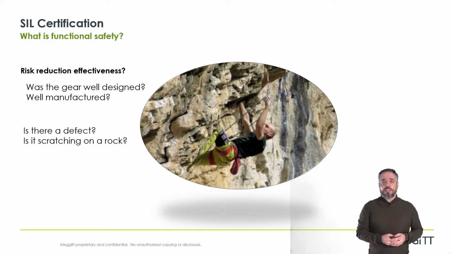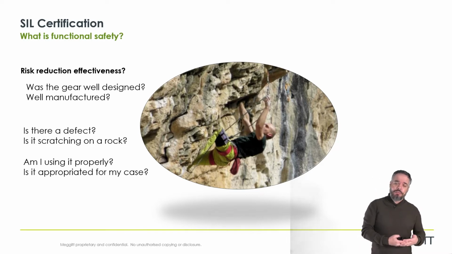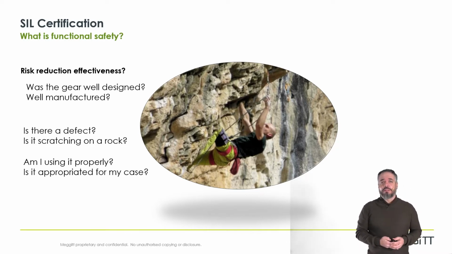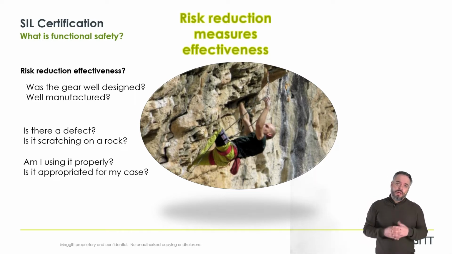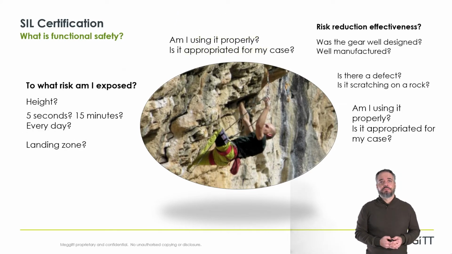Another crucial aspect that I must consider is, am I using my safety gear properly? Is the safety gear appropriate to my case? Is it well documented? All these questions relate to the effectiveness of my risk reduction measures. As we will see, this means the SIL level I can attribute to my safety gear. So, what we have just discussed are safety fundamental questions. Let's see how all these aspects translate into functional safety.